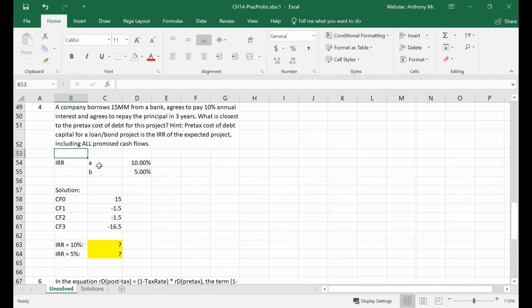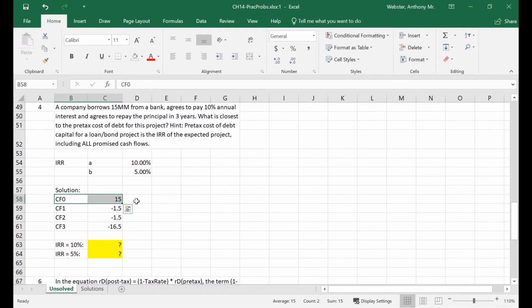Okay, so we have two possibilities here, IRR of 10% or IRR of 5%, and we just want to see which one is right. So we're just going to use the IRR equation for this, and that's going to give us the pre-tax interest rate when we find the right one. So let's make sure we have the cash flows right.